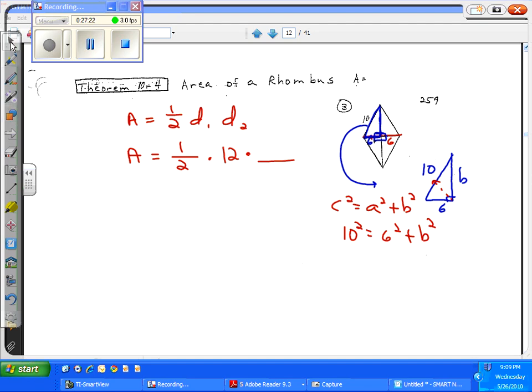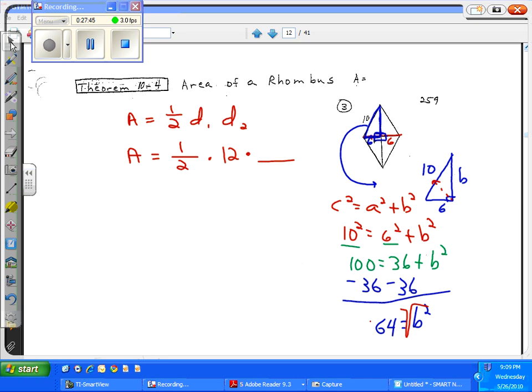So we're going to do anything we can to simplify. We can do exponents, and so we get 100 is equal to 36 plus B squared. We're going to start undoing now. We undo addition by subtraction, and we're going to have 64 equal B squared. We're going to undo the square with the square root, and we'll get B is equal to 8.